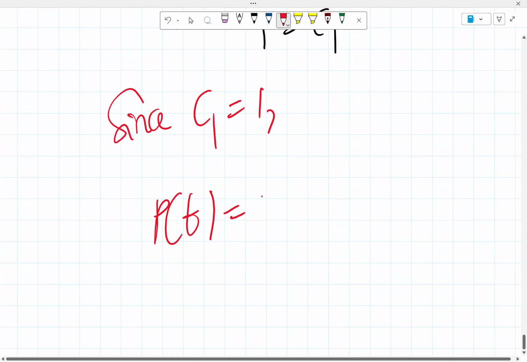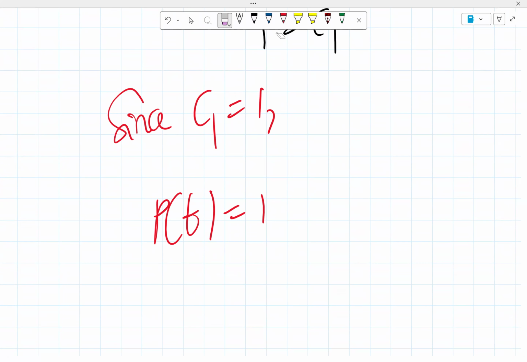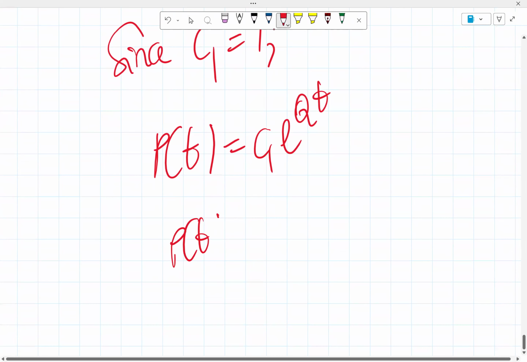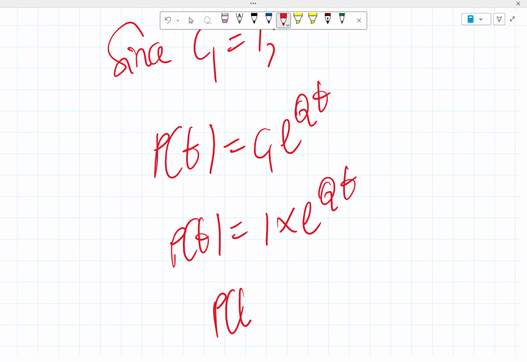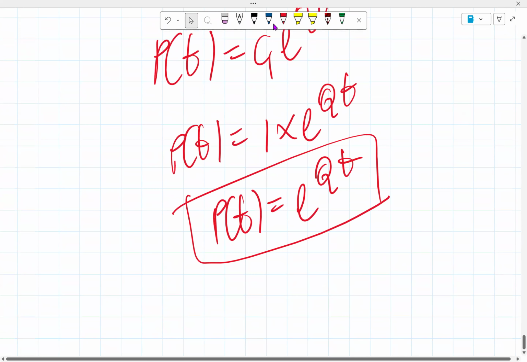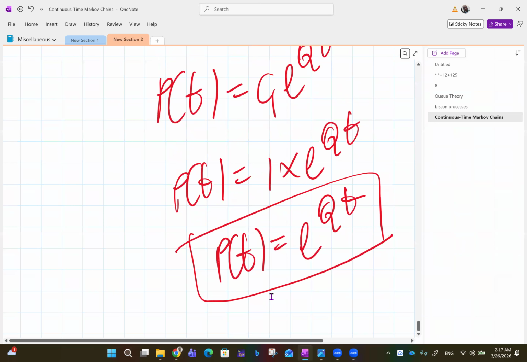That is, C1 is 1. So that's 1 times C1 e raised by Qt, right? So that means P of t is equal to 1 times e raised by Qt. So that means P of t is equal to e raised by Qt, like this. And that's how we got P of t to be actually this. So that's like from the forward equation. That's very possible to get.